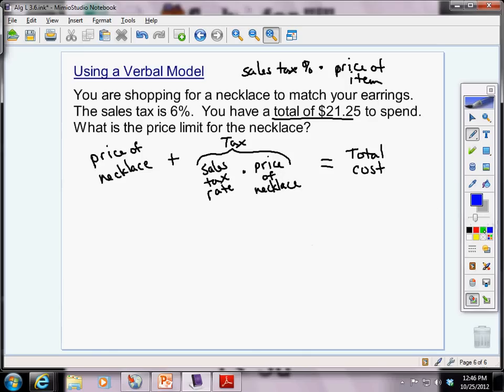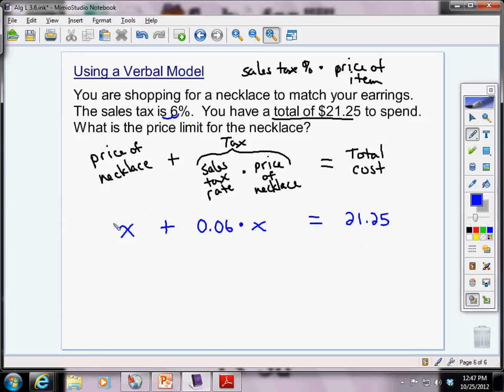Now let's start plugging in what we know. Do we know the price of the necklace? No, we don't know what the price limit is, so we'll call that X. Do we know our sales tax rate? Yes. Now are we going to write it as 6%? Not exactly. Remember, we always want to turn that into a decimal, so that becomes 0.06 times, again, the price of our necklace, which we still don't know. It's still X. And that has to equal our total cost, which is $21.25. So the price of the necklace plus our tax has to equal $21.25.